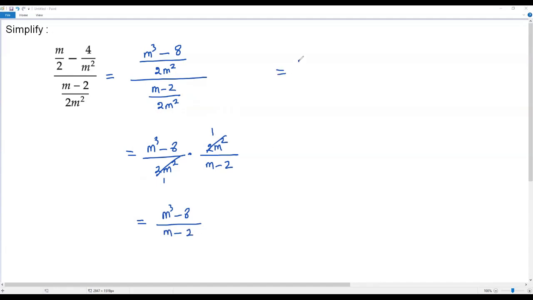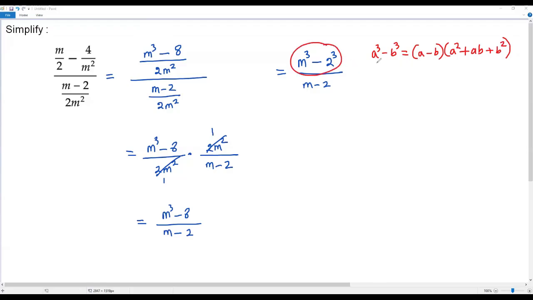In my next step, m to the third power minus this 8 can be written as 2 to the third power, because we know that the evaluation of 2 cube is just 8, divided by m minus 2. Now to factor the expression we have here, m cube minus 2 cube, I'm going to use the algebraic identity, that is a cube minus b cube equals a minus b times a square plus ab plus b square. Here this m cube minus 2 cube is exactly in the form of a cube minus b cube. In the place of a we have m, in the place of b we have 2.